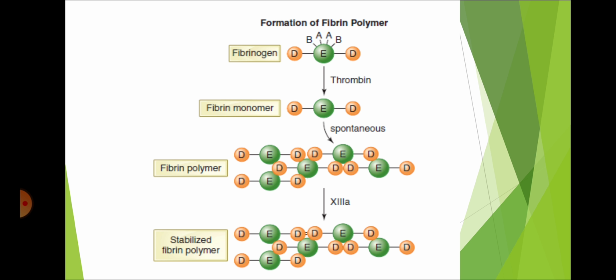The polymer is initially joined by hydrogen bonds. Factor 13A, in the presence of calcium ions, is responsible for catalyzing the formation of covalent bonds between glutamine and lysine residues of adjacent monomers, that is D domains, thus stabilizing the lattice formation.